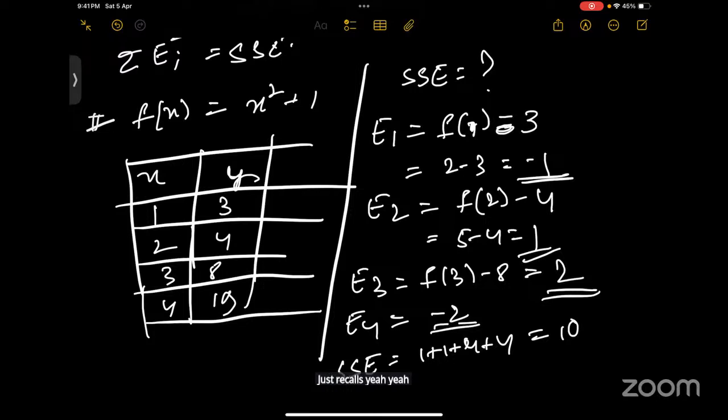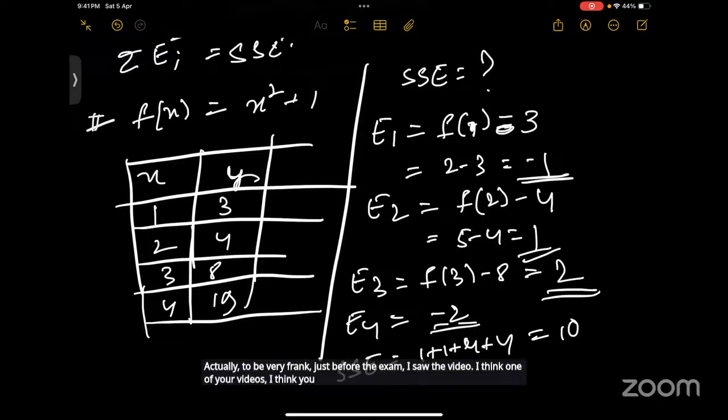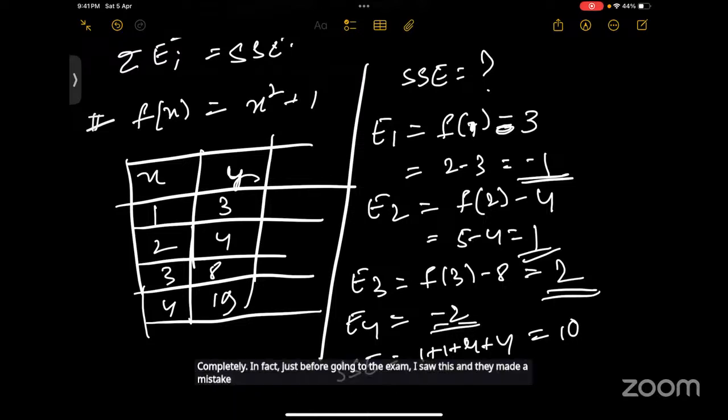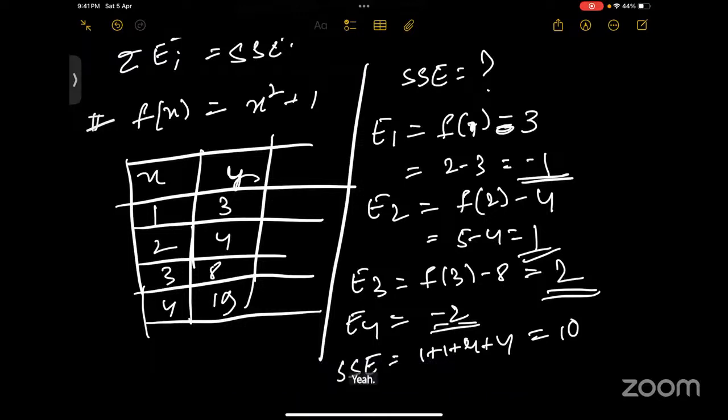Any other doubt, anything else, you can just ask. Actually, to be very frank, just before the exam, I saw one of your videos on this SSE, and I could recollect it in the exam, or else I would have missed that question completely. Just before going to the exam, I solved this and I made a mistake and I corrected it. So it really helped me; I didn't make that calculation mistake in the exam. Okay, I still recollect that.